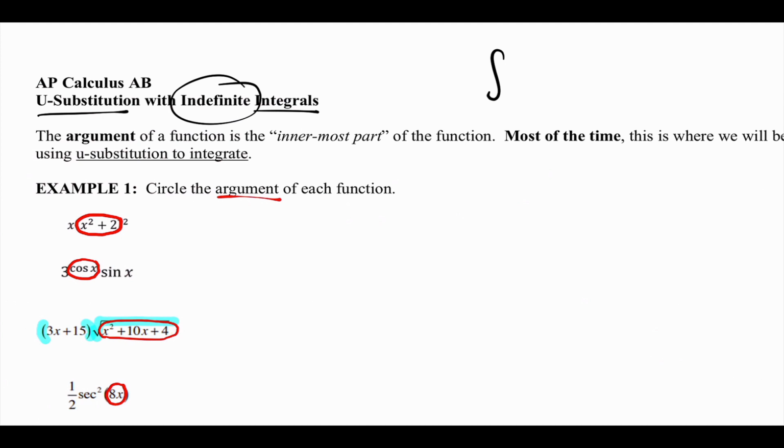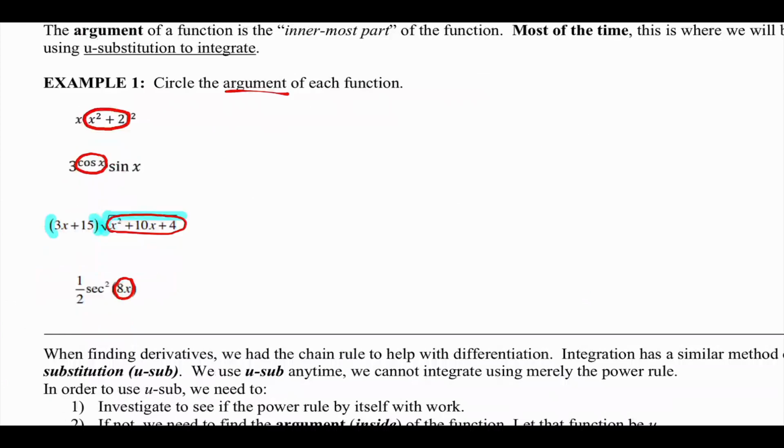Anytime there's no bounds is when it's indefinite. And with indefinite comes a plus c at the end, okay? When there are bounds, you don't need a plus c because it's definite. When it's indefinite, that's when you have to put that extra constant out there.